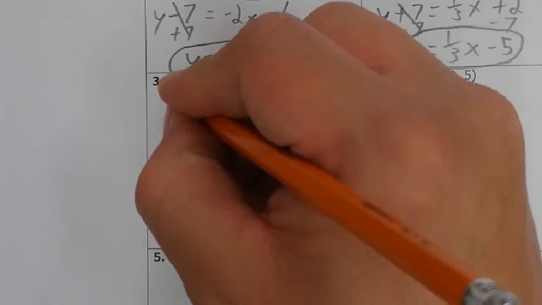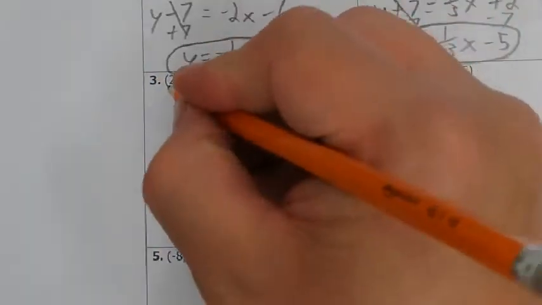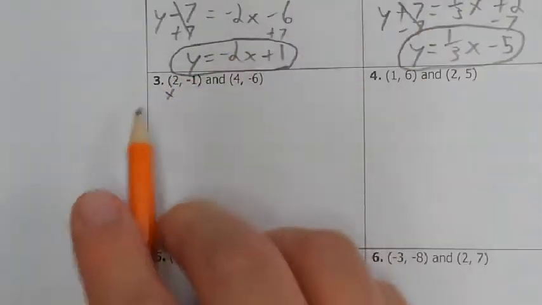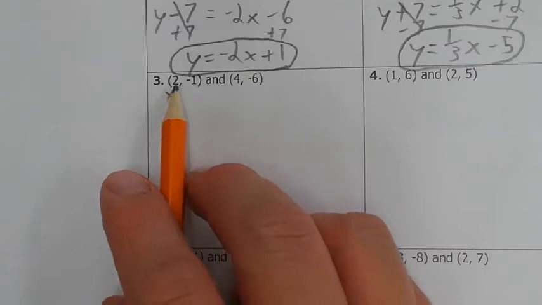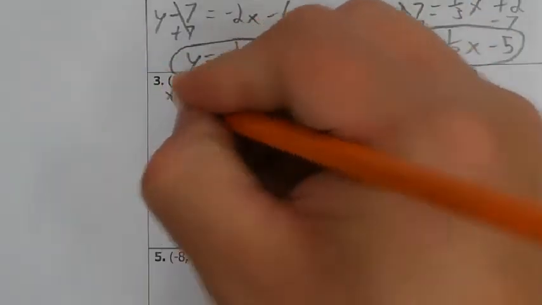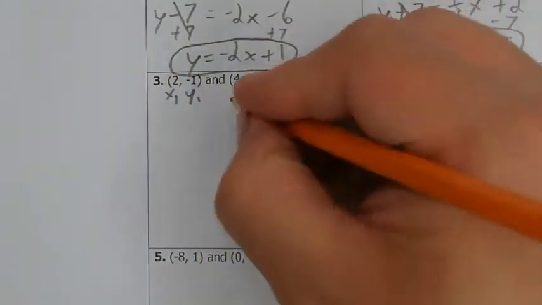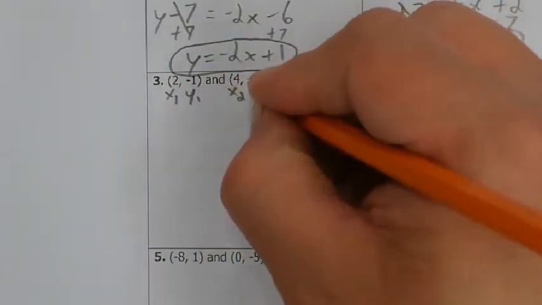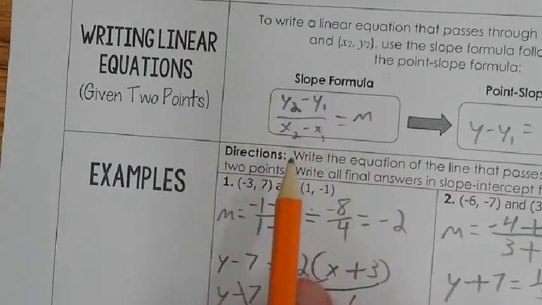So Justice, which x would this be? X1 or x2? The first number in the ordered pair, is it called your x or your y? X. So that's going to be x1. This would be y1. This would be x2. This would be y2. So the formula that we use up here at the top is y2 minus y1 over x2 minus x1.